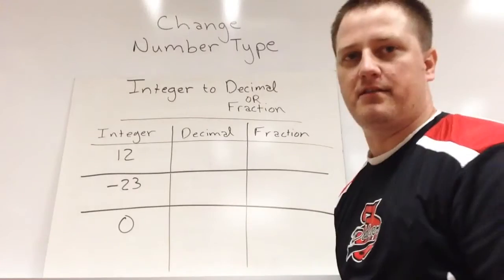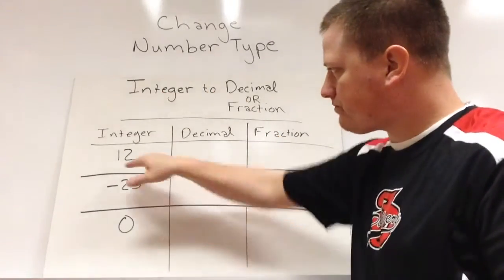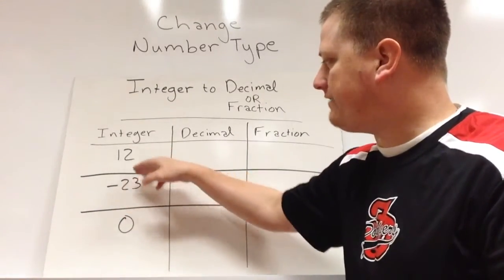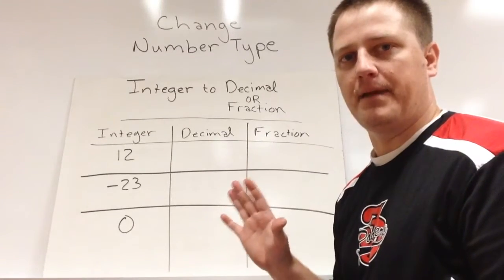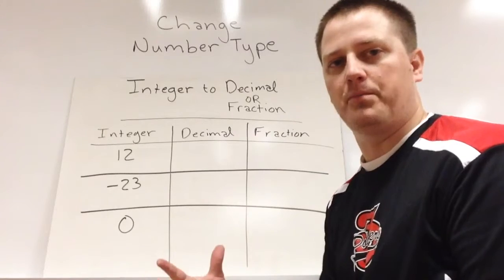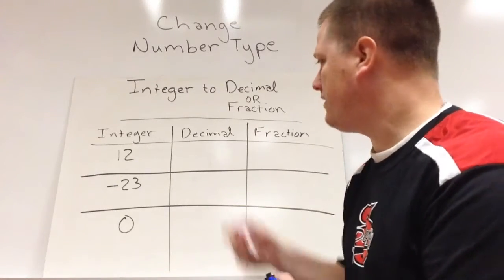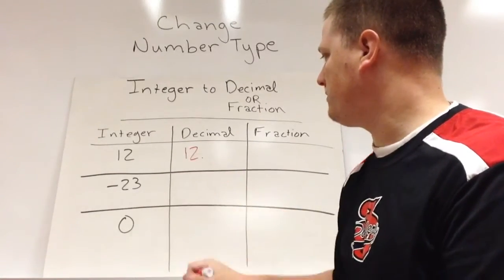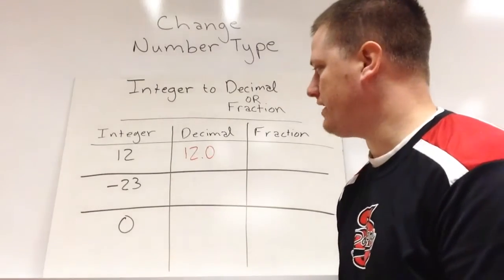We're going to start with the easiest one: integers into decimals or fractions. So what I have here are three different types of integers: a positive, a negative, and zero. Basically, an integer to a decimal is very simple in that we just add decimal places. So we add as many decimal places as we need. If we need 1, we put our number, put a decimal point, and just add a 0. So we needed 1 extra decimal place.